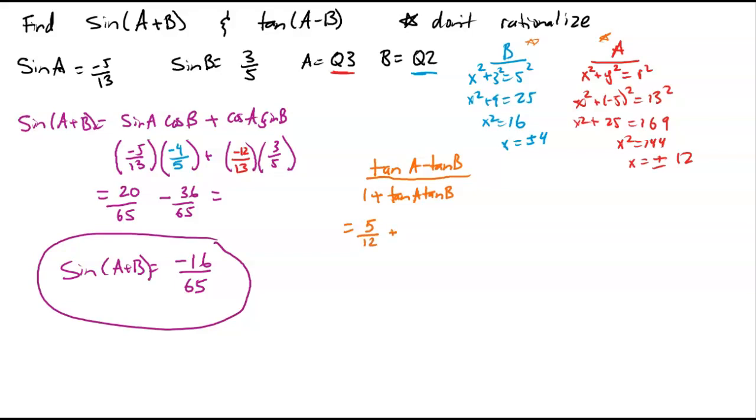And I will add that to my tangent of B. So that'll be a positive 3 over a negative 4. And again, where the negative is doesn't quite matter. And then 1 minus, oh, sorry, I switched this around. This should be minus over here, so minus. So this will be plus. And then this will be a 5 over 12, and I'm just going to make that fraction negative 3/4.